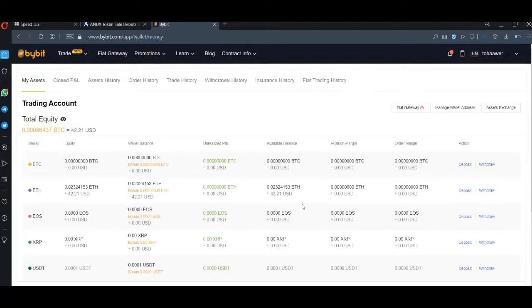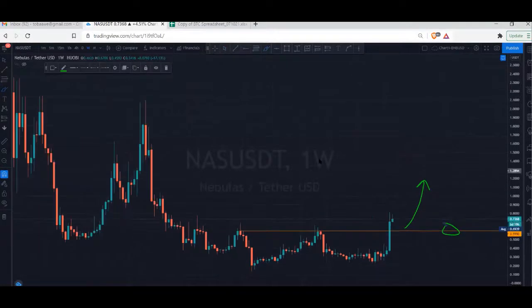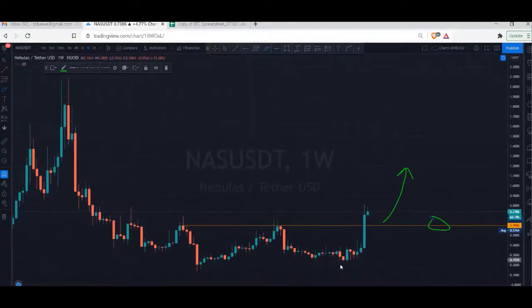But anyway, I drew this line and I looked at it: once we can break this line, it means price is going higher because it has broken this resistance. So what you want to do is look at your chart and ask, where is price? Is price currently at resistance or at support?